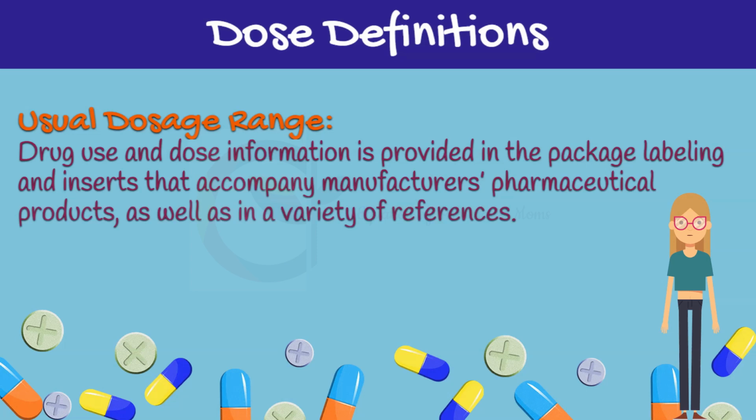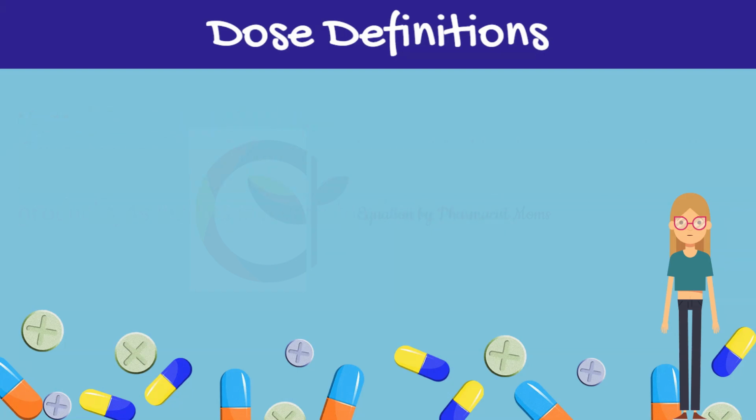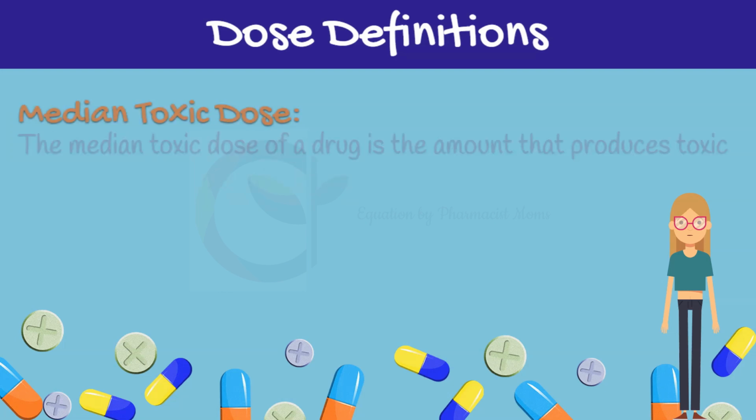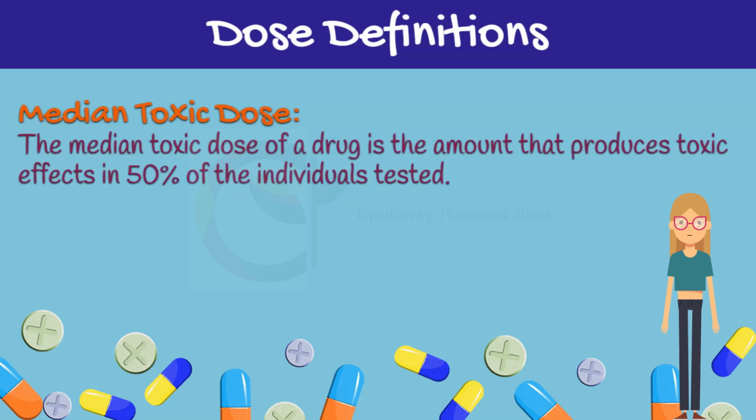Drug use and dose information is provided in the package labeling and inserts that accompany manufacturers' pharmaceutical products, as well as in a variety of references. The median effective dose of a drug is the amount that produces the desired intensity of effect in 50% of the individuals tested. The median toxic dose of a drug is the amount that produces toxic effects in 50% of the individuals tested.